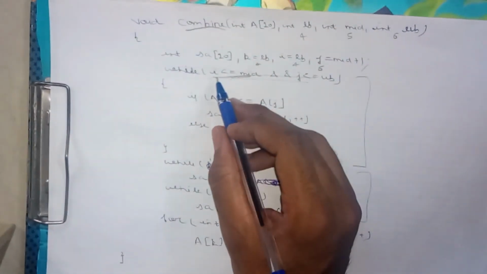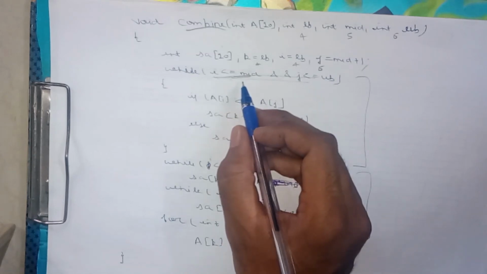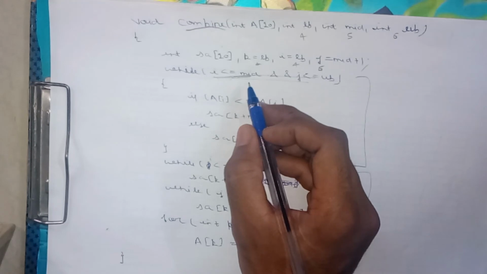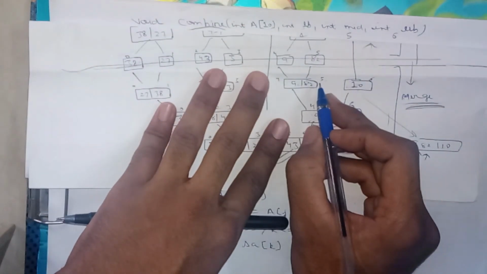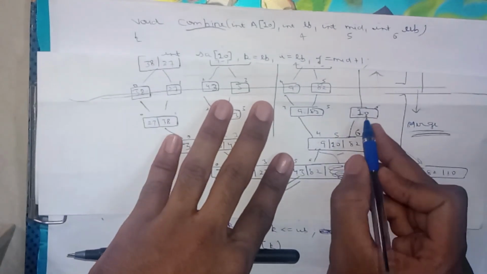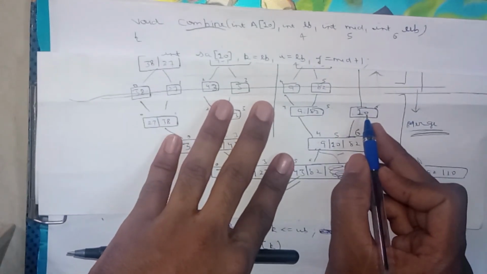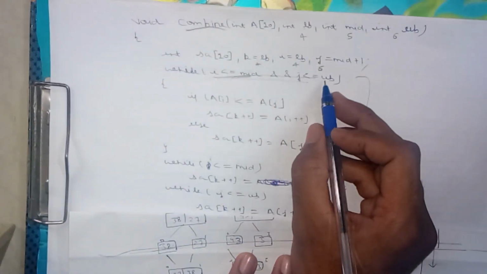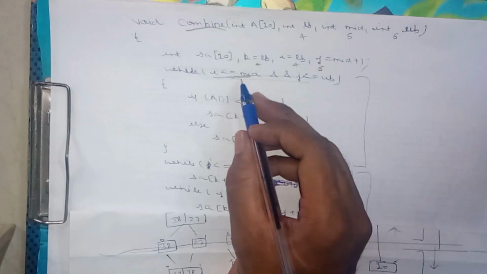Okay, so i runs not from 0 but from lower bound to mid. Lower bound is 4 and mid is 5, so it runs from 4 to 5 for the first array, and j is the index for the other array. It runs from 6 and it also ends at 6. So j is 6 only, upper bound is also 6. So i runs from 4 to 5.